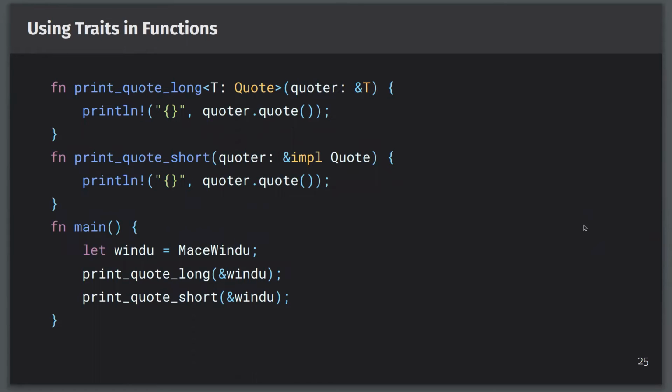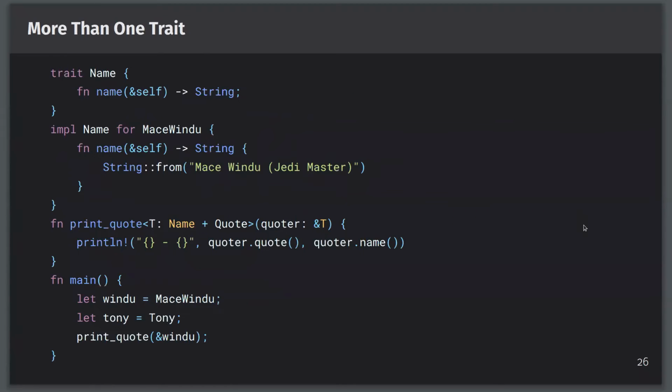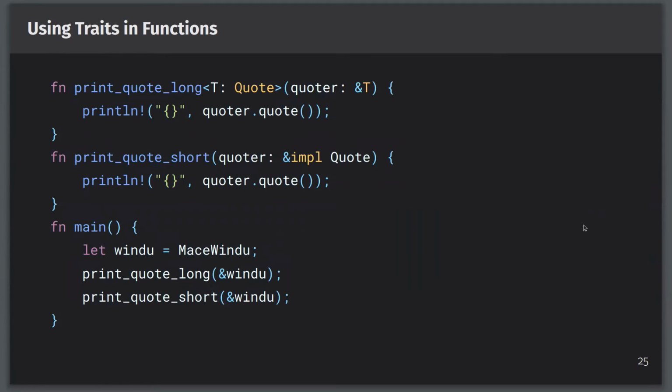We'll go on to the second way to do it. So you say quota is a reference to something that implements quote, right? And so they mean the same thing. They're exactly the same in functionality. And then we can say let window is equal to mace window, and then print quote long with a reference to window, and then short, and they'll print the same thing. So it's not different in that sense. And then, anything else about this before I move on? Pretty surface level, but might have a few questions.